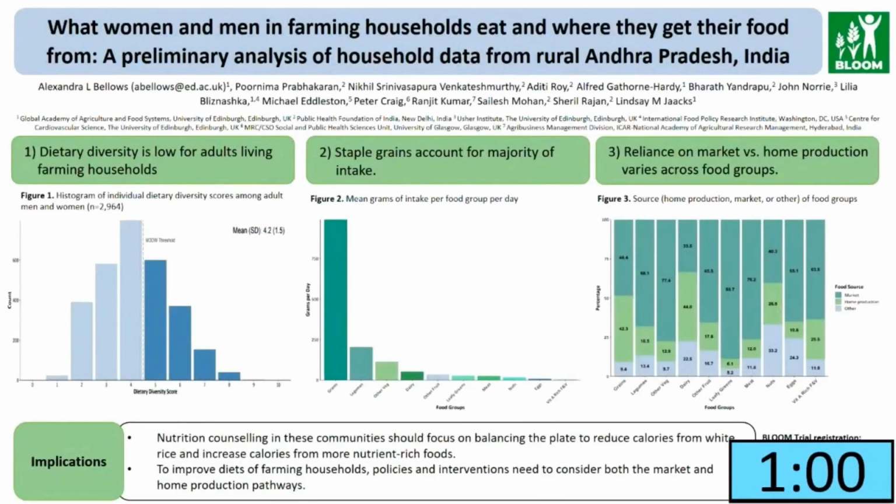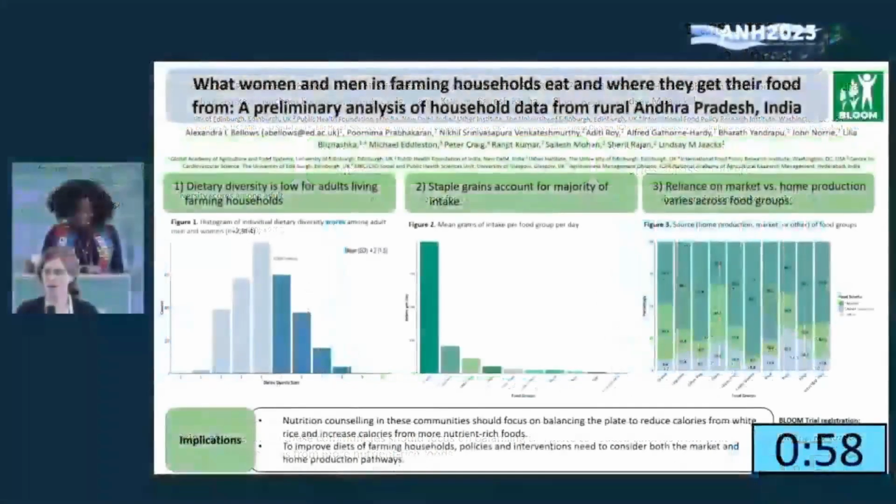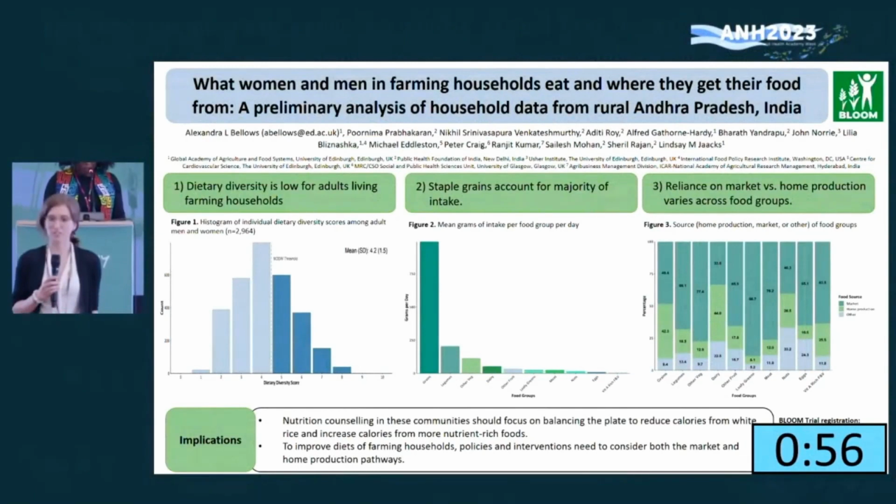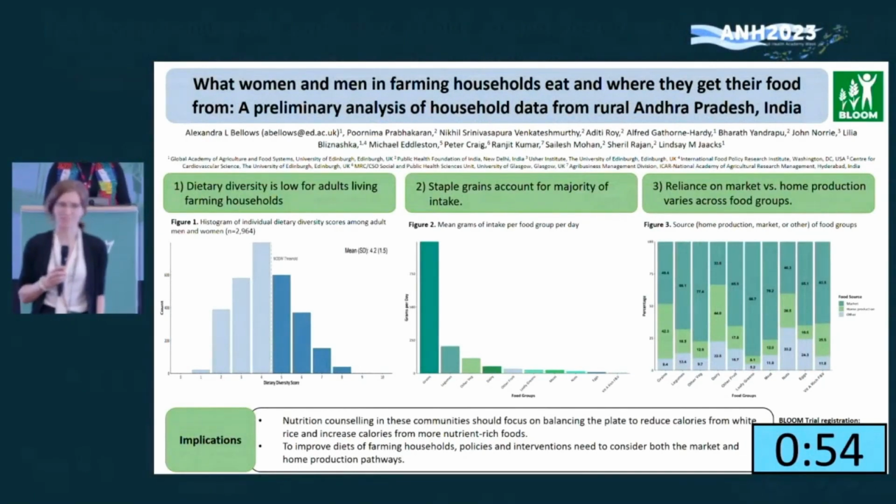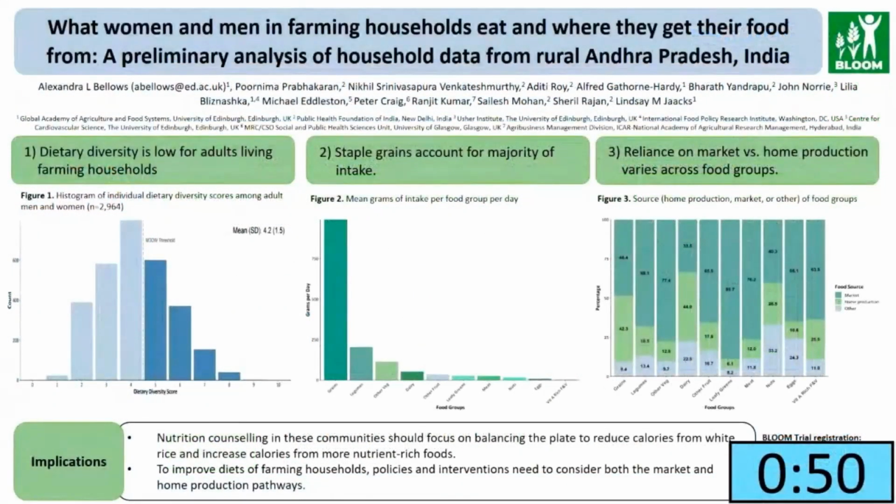Thank you, Chantal. And Alexandra Bellows, your time starts now. Hello. So the objectives of our study were to describe dietary diversity in men and women in farming households in Andhra Pradesh, and to quantify the proportion of the diet that was from different food sources.